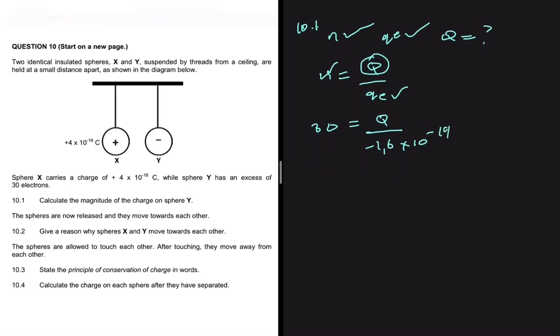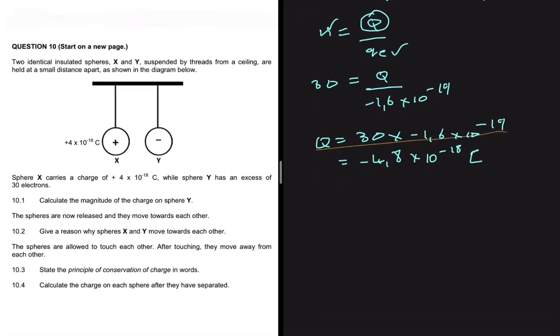Now it's just a matter of cross multiplying. So we're going to get Q equals 30 multiplied by minus 1.6 times 10 to the minus 19. So the charge on sphere Y is equal to minus 4.8 times 10 to the minus 18 coulombs.